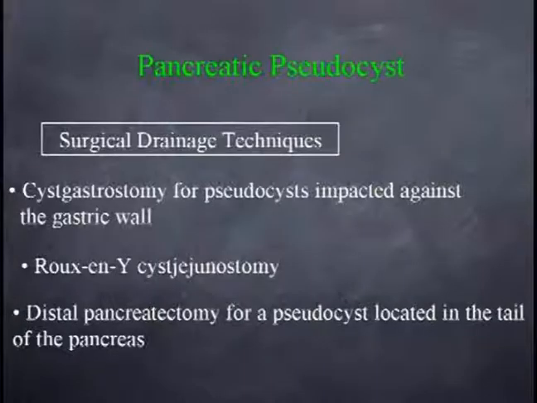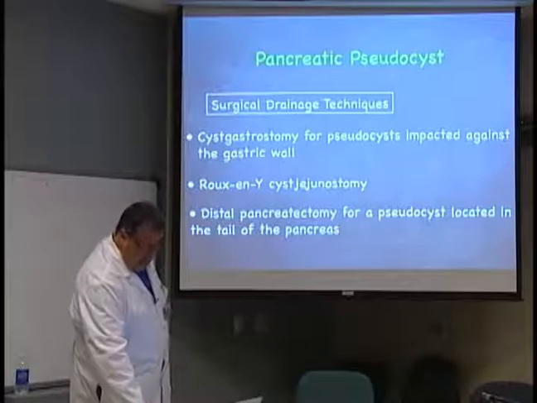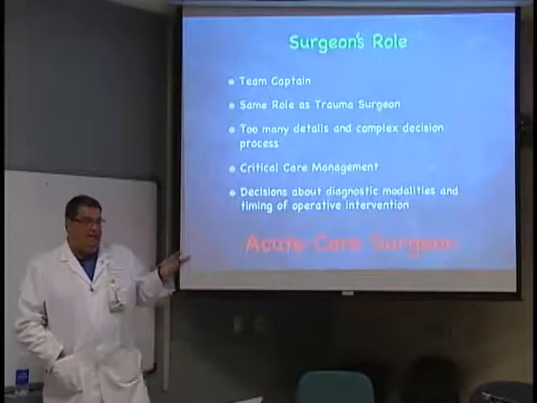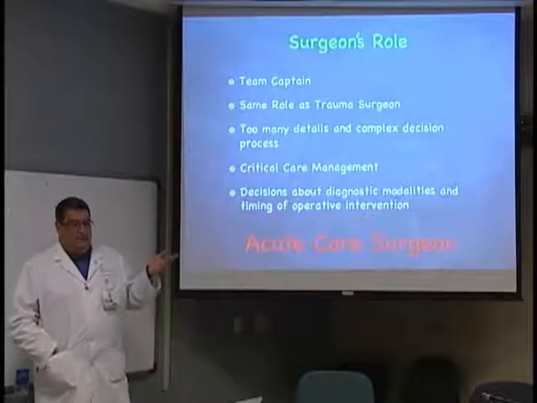In terms of surgical drainage techniques, cyst gastrostomy for pseudocysts that are impacted against the gastric wall is the operation of choice. Some may require Roux-en-Y jejunostomy, and distal pancreatectomy should only be used for pseudocysts that are located in the tail of the pancreas.